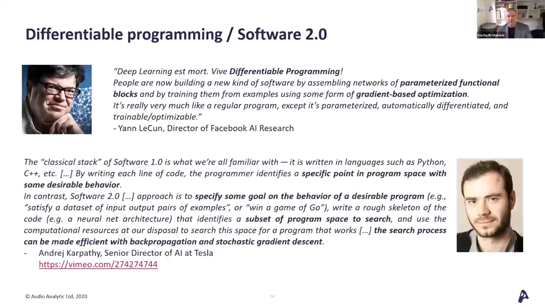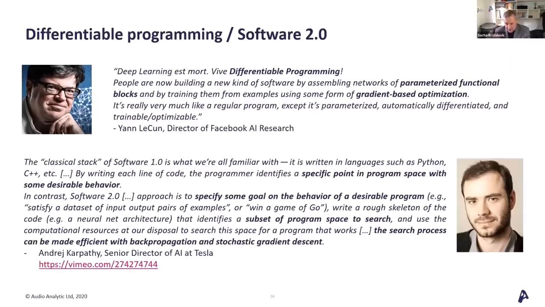So don't worry too much about the amount of text in there. The interesting ideas are what Yann LeCun and Andrej Karpathy were talking about a few years ago. Differentiable programming is the concept of having, instead of programming something, a parameterized functional block. You have your DNN layers with weights and biases, which are the parameters of your functional blocks. And then you optimize that with gradient-based optimization.